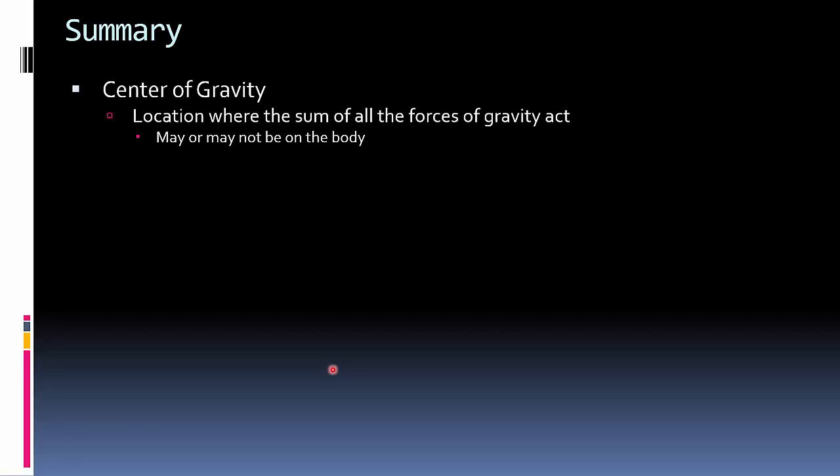Okay, we're done. Summary. Let's talk about this. The center of gravity. It's that spot where the sum of all forces of the gravity act. Now, and again, it may or may not be on the body. Don't get hung up. The most obvious example is, think of a washer, right? Or a donut. The center of gravity is going to be right in that hole, right in the middle spot. So it's not always on the body.